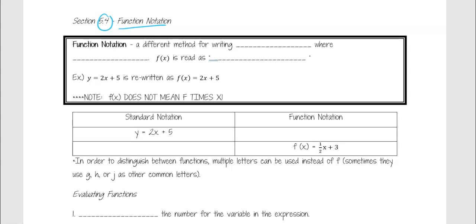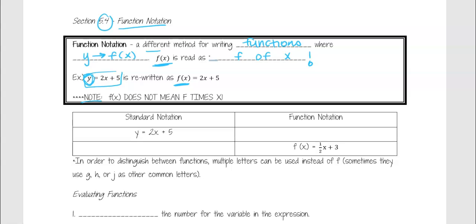So this term, function notation, it's just a different method for writing functions where y is the same thing as f of x. And that's how we read it. F of x is read as f of x. And this is really important. Okay? So guys, now instead of seeing, like we've seen this for years, right? Y equals 2x plus 5. All we're doing is we're not going to use that y anymore. We're going to say f of x equals 2x plus 5.